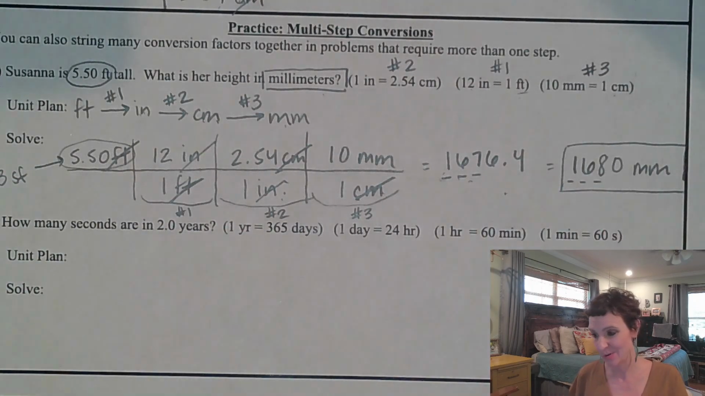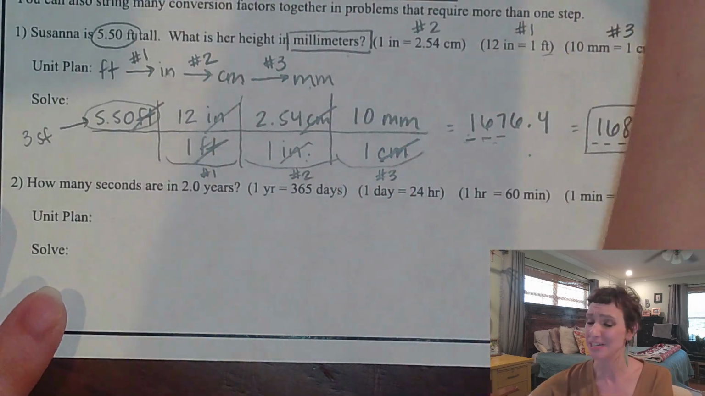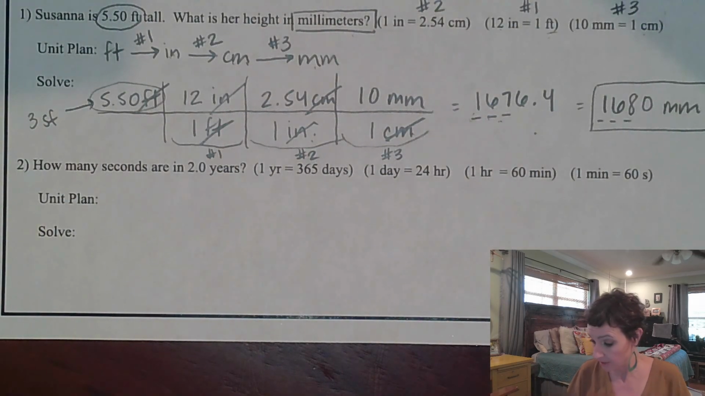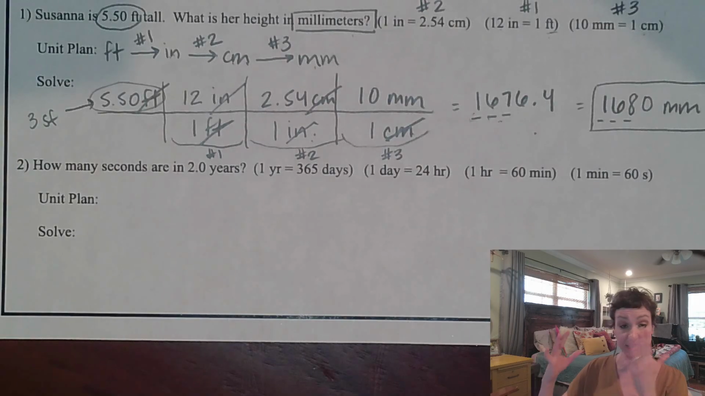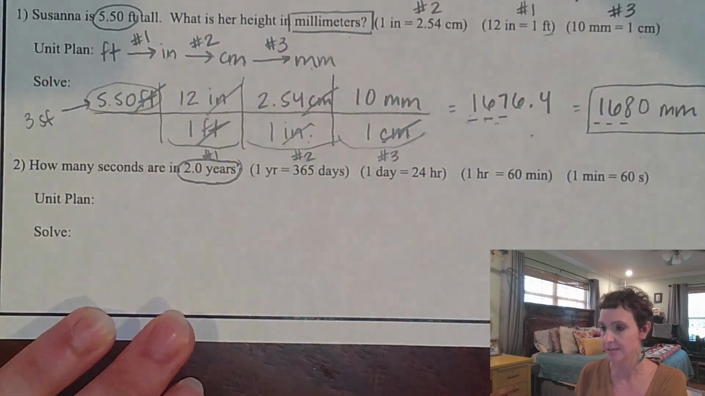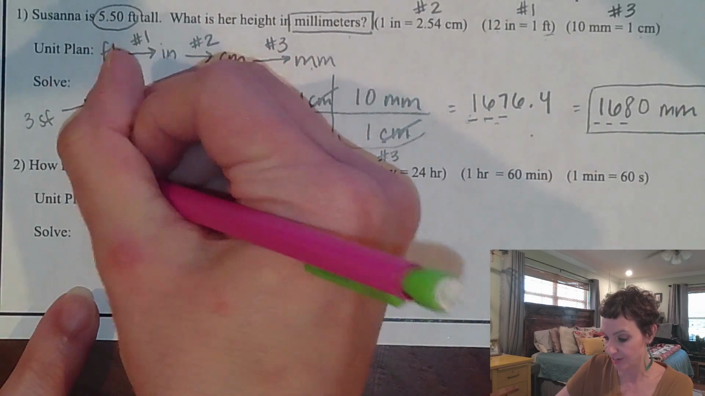Okay? So the next one, we're going to go a little bit faster. I may not even use my unit plan. If you need to, that is super duper fine. We'll see what I end up doing. I'm not quite sure. Regardless, I read the problem, lots of words. Where is the number that tells me my given starting information? 2.00 years. I'm starting with that, okay? How many seconds is where I'm trying to go to.